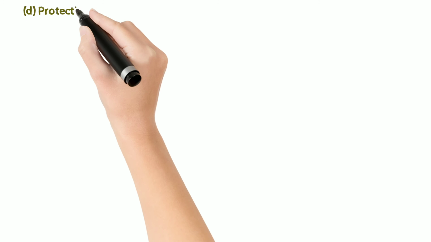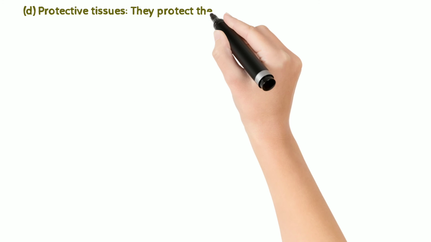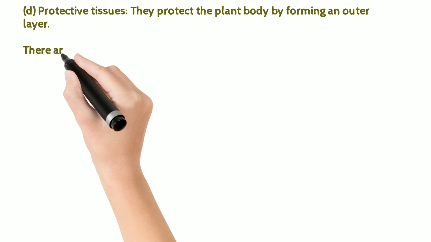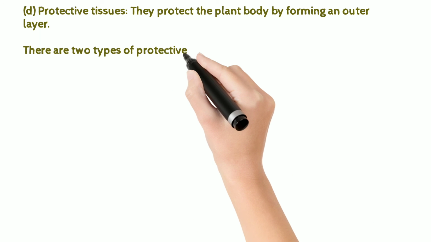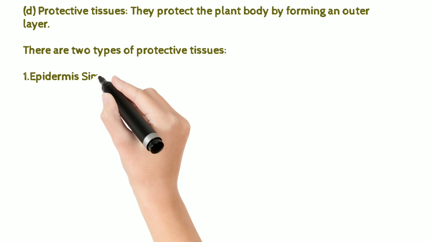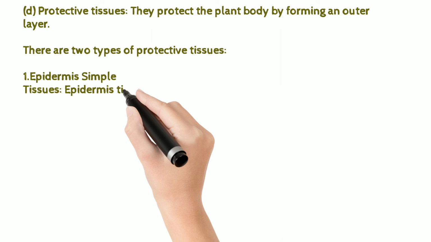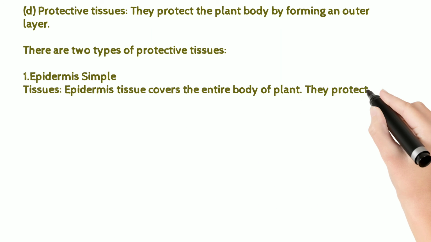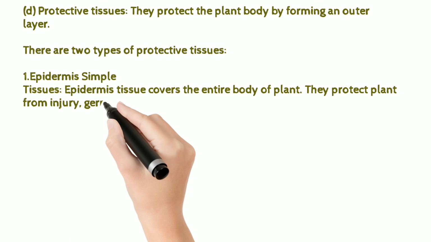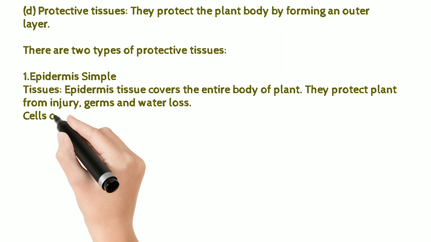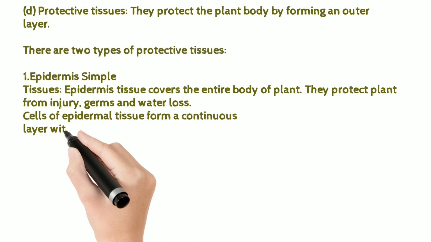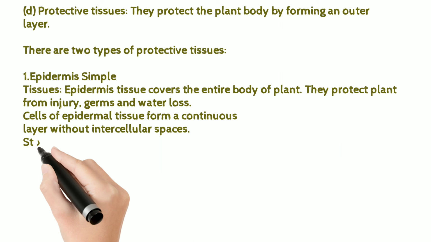D. Protective tissues. They protect the plant body by forming an outer layer. There are two types of protective tissues. 1. Epidermis, simple tissues. Epidermis tissue covers the entire body of plant. They protect plant from injury, germs and water loss. Cells of epidermal tissue form a continuous layer without intercellular spaces.